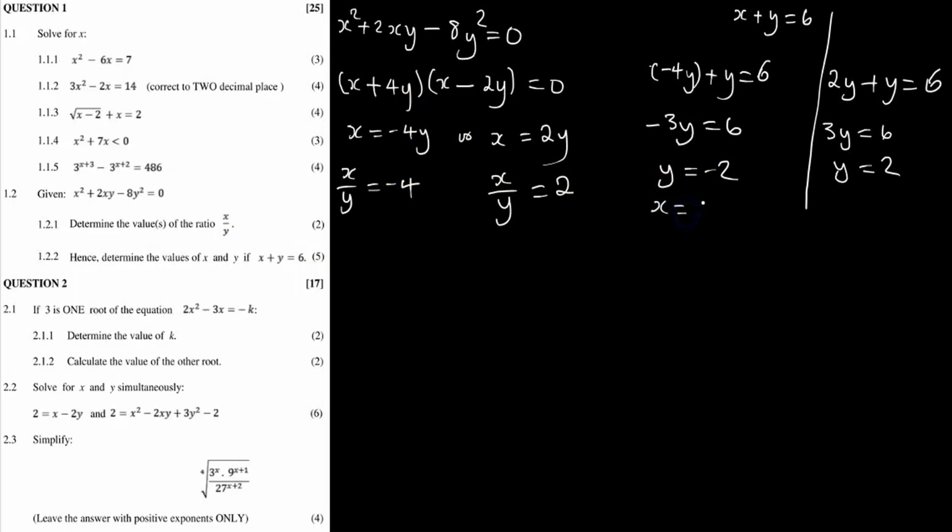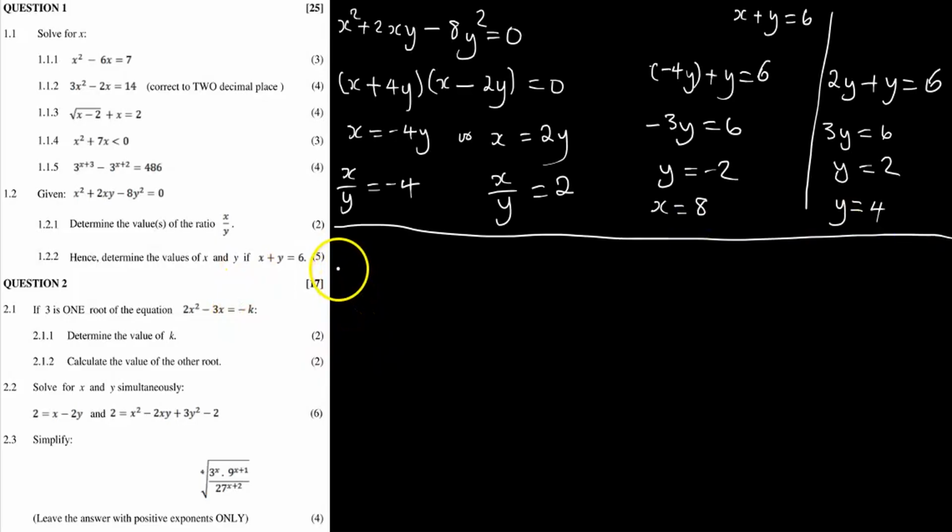So your x is equal to negative 4 times negative 2, which is positive 8. And then the y value here, 2 times 2 is 4. So your y is equal to 4. Then we are done with our question 1. Now we move to question 2.